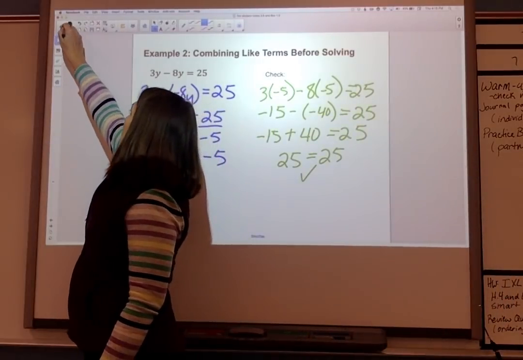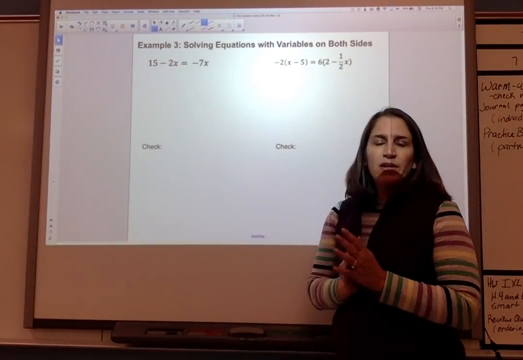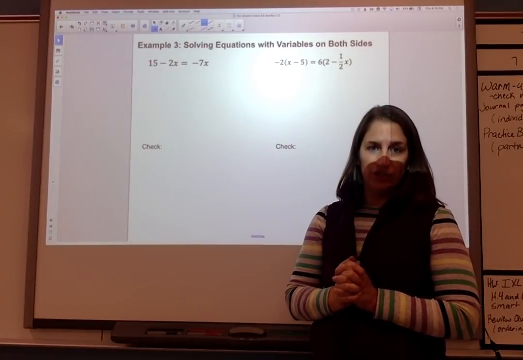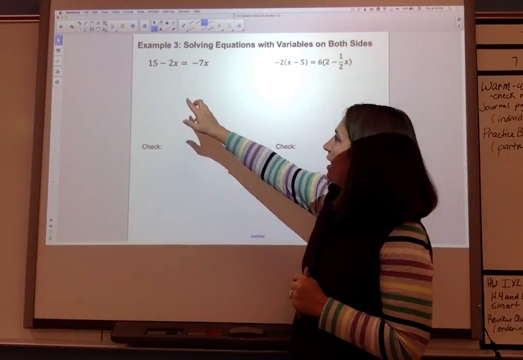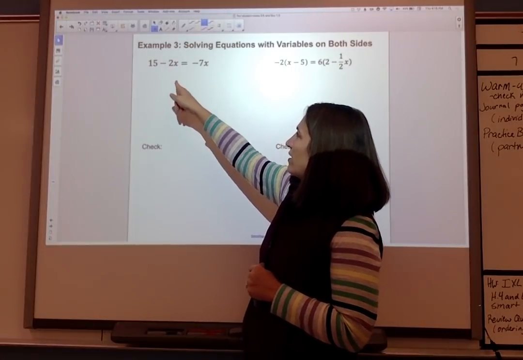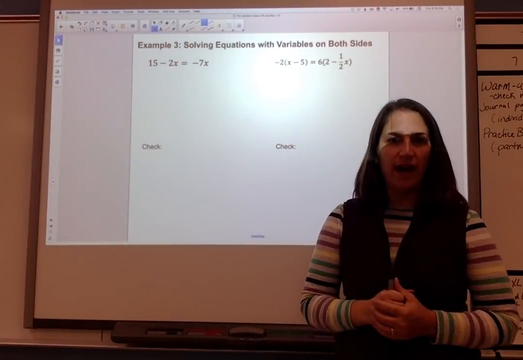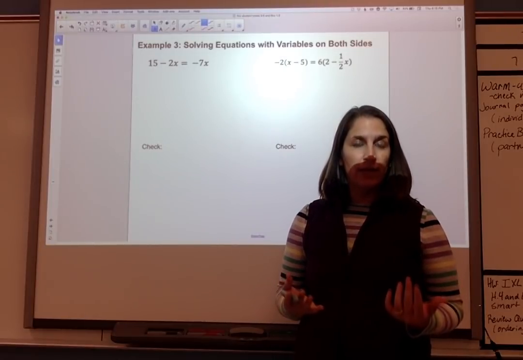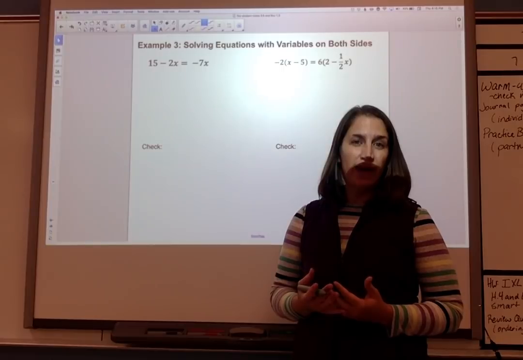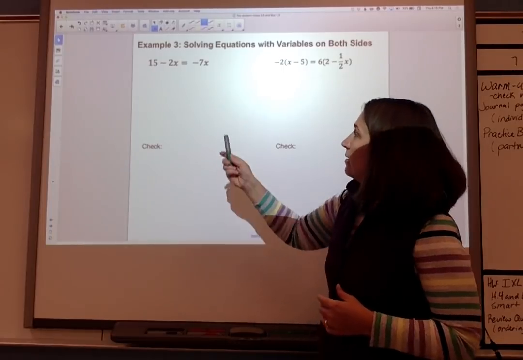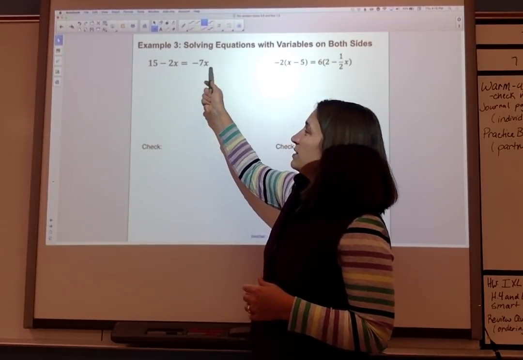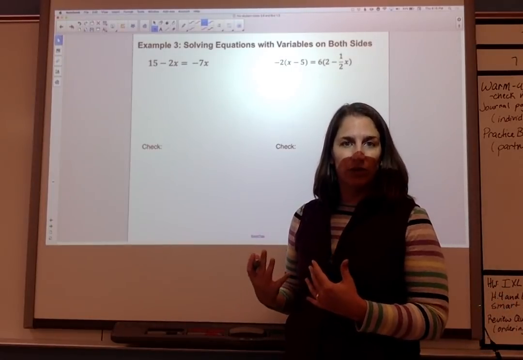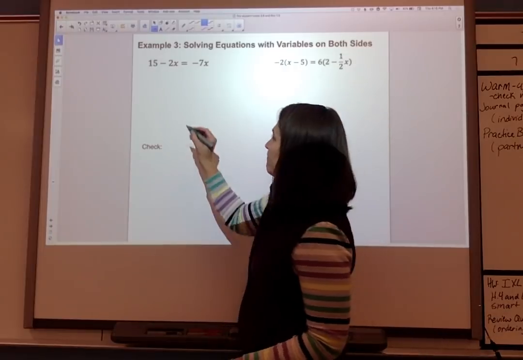All right, moving right along. Here we have a few examples that have variables on both sides of the equation. Okay, so here we have 15 minus 2x equals negative 7x. So our goal is still to get x by itself. That means we're going to need to combine our terms that have x in them, and we'll do that by adding 2x to both sides. That'll make it so that we don't have an x term on the left side, but only on the right side of the equation.